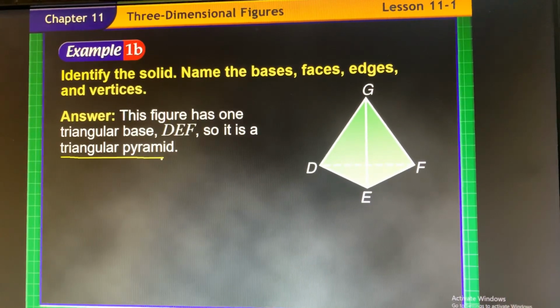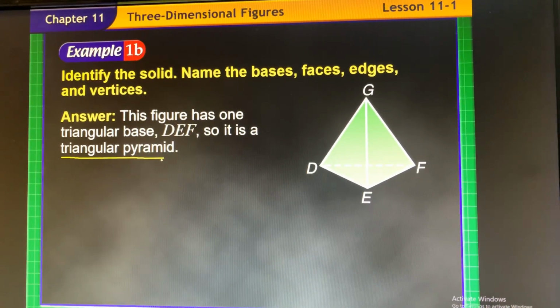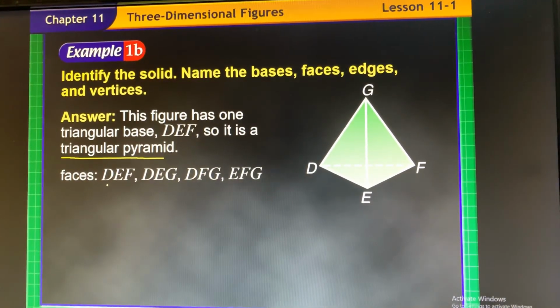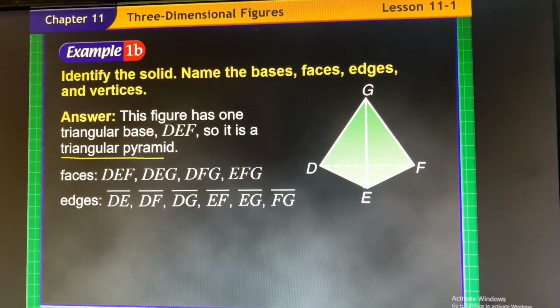Then when it asks you to name the bases, faces, edges, and vertices, you're doing the same thing. You have your faces and bases because DEF could be the base, and then going to the faces, even though you can't see it, there is a triangle in the back. So you have these 3 triangles because they have to connect the three sides of the base. Then you have your edges, DE, EF, FG, GD, and DF right there. And then your vertices are the easiest. You just name the letters.